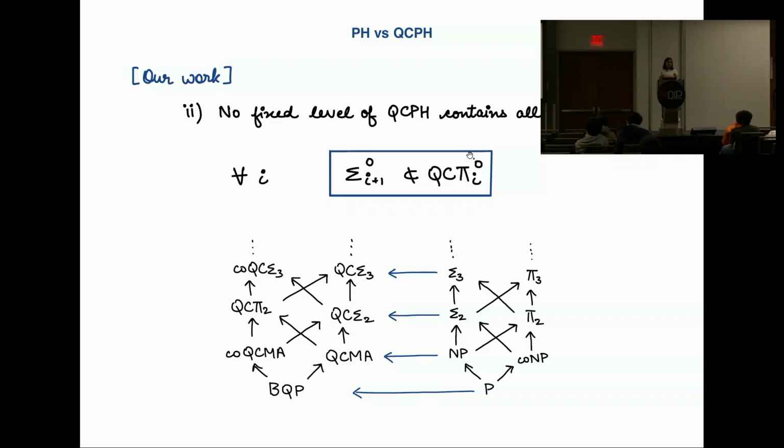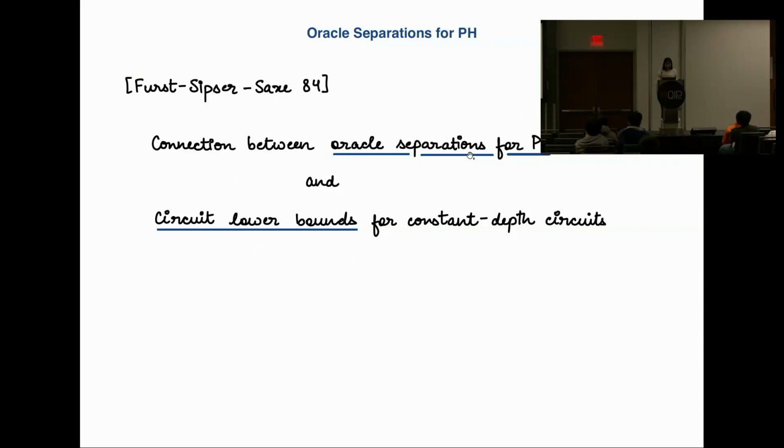So now I'll talk a bit about the proof of this result. And once again, I'll start by talking about how you show such results in the classical setting. And then I'll talk about how we show this result for QCPH. So we want to talk about how to show oracle separations for PH.